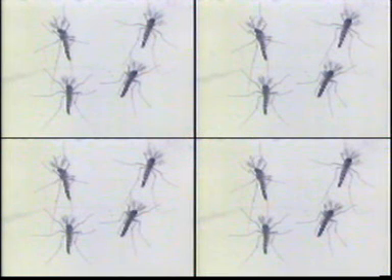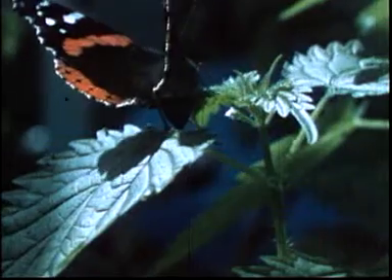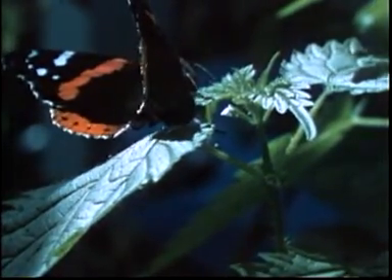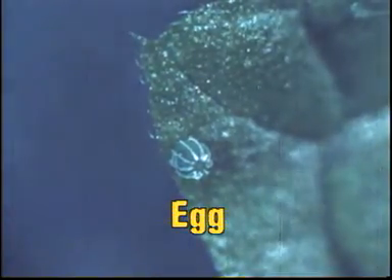Each time an animal goes through a life cycle, you can expect to see more and more animals of the same kind. Let's take a look at the life cycle of a beautiful animal, the butterfly. The butterfly lays its egg on the leaf. Let's watch the hatching of the egg.